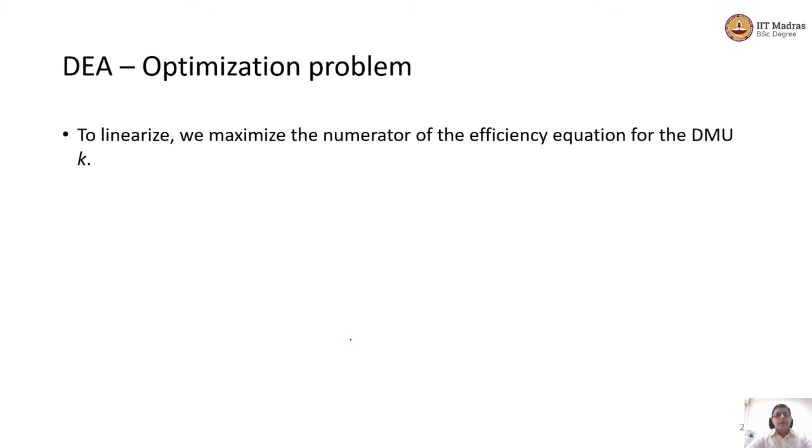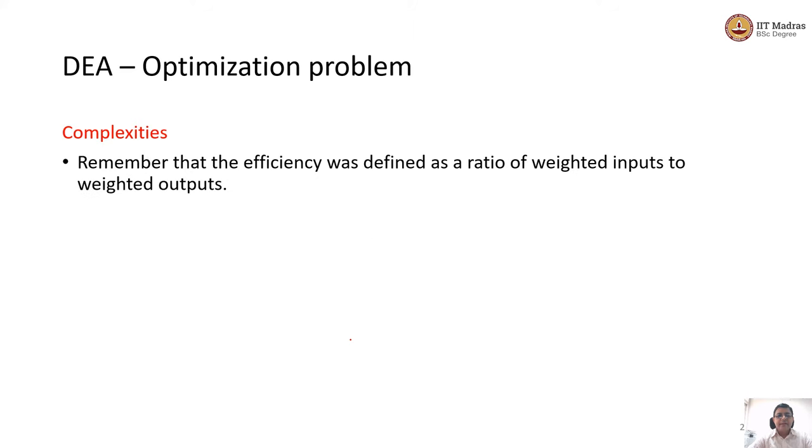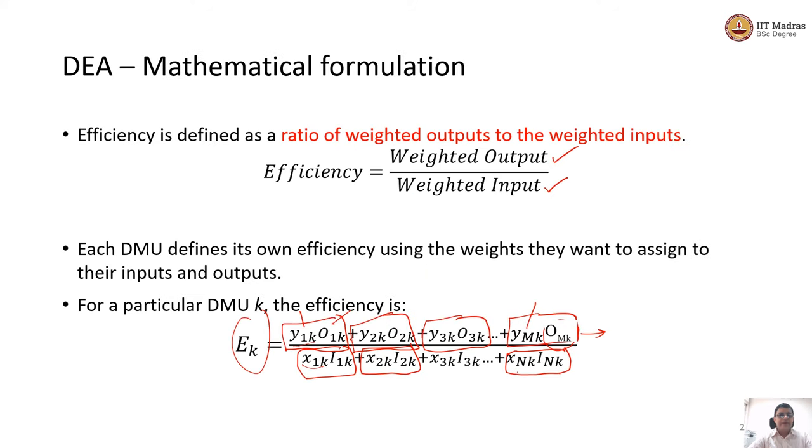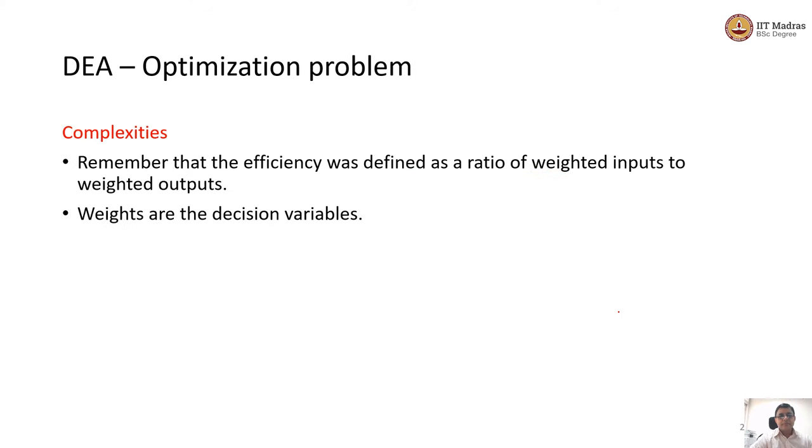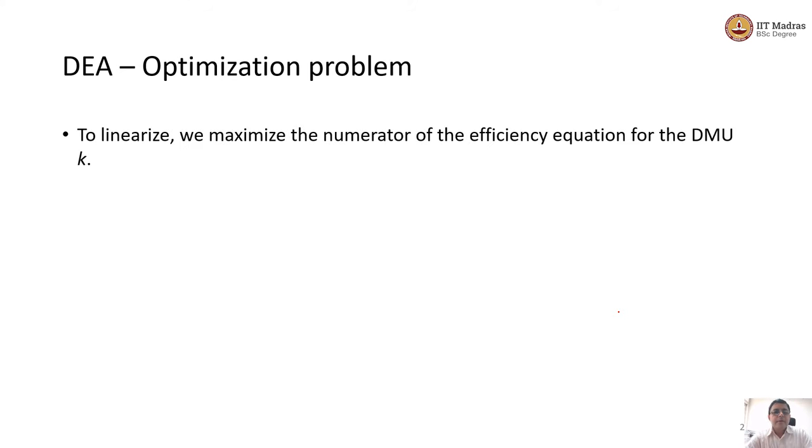How do you do that? To linearize, instead of maximizing the entire efficiency value, which is the ratio of output divided by input, we will only maximize the numerator. Anyway, if you maximize the numerator, your EK value will get higher. So we selectively choose maximizing the numerator and then normalizing the denominator. We linearize this problem by maximizing the numerator in that efficiency equation and normalizing the denominator to 1. Now the denominator is 1, therefore actually there is no fraction. Efficiency is weighted output divided by weighted input. Now you are maximizing the weighted output and you are saying weighted input is equal to 1. So there is no denominator. You are simply maximizing the numerator.